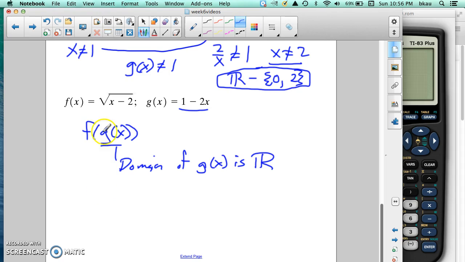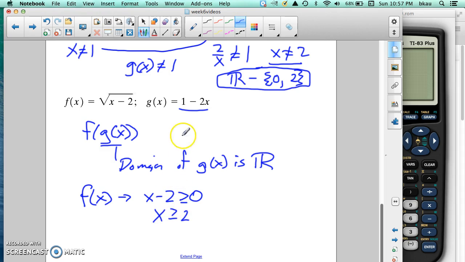So then what we have to worry about is when is f of x restricted. So f of x is a square root, so f of x is restricted in that x minus 2 has to be greater than or equal to 0. If it's not, then we have a negative number and it's going to be a complex value, or not a real number. So we're going to solve this so we have x is greater than or equal to 2.